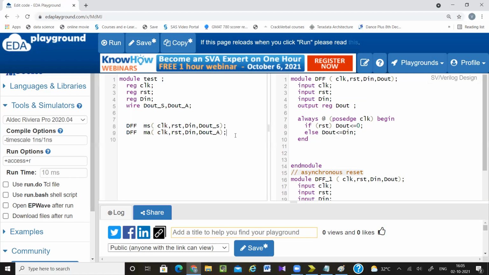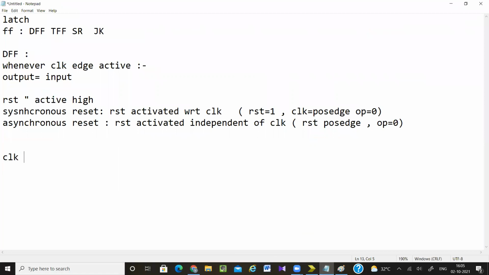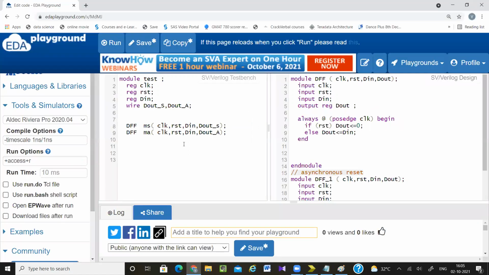Okay. So next I have to generate clock signal, reset signal, D in signal. Okay. So how to generate a clock signal in Verilog? You can use while block, it's up to you. You can use while block, you can use always block and you can use forever block. Okay, any block you can use. So here I will be using always block to generate my clock. Okay, so always #2 clock equal to not clock.